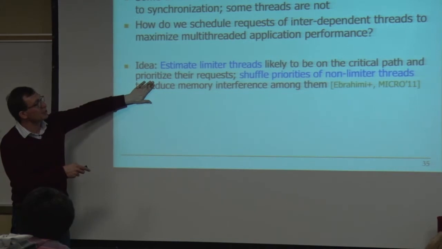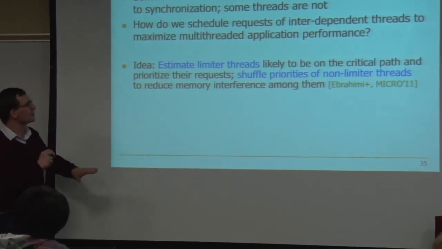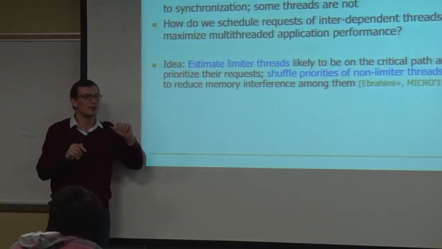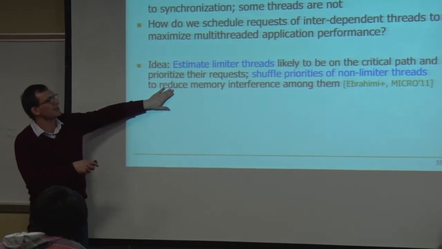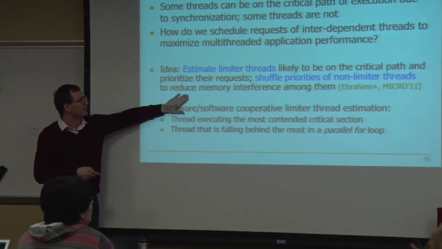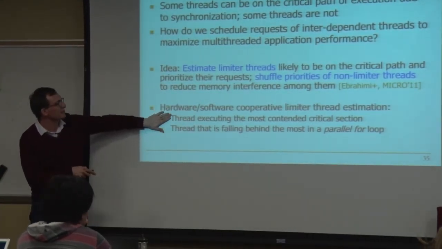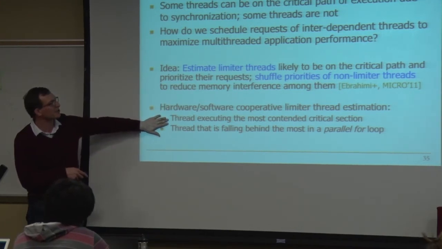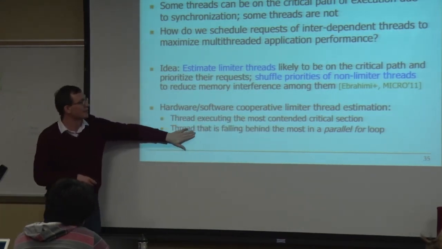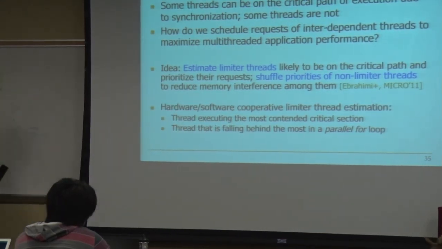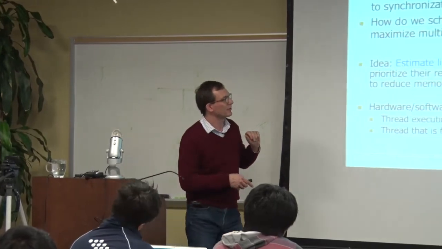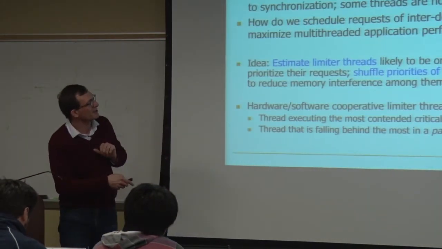And then the question is, what do you do with the other threads, the non-limiter threads? Well, you want to make sure that they do not become limiter threads. And the idea over here is similar to thread cluster memory scheduling, if you will. Shuffle the priorities of the non-limiter threads to reduce memory interference among them, such that they all make some progress. Okay? So how do you estimate the limiter threads? We'll get to this a little bit when we talk about heterogeneous systems. But threads that are executing the most contended critical sections are usually limiter threads. A thread that's falling behind the most in a parallel for loop, that's farthest away from the barrier, is usually a limiter thread. OK? If you want more information, I can definitely tell you which papers to read.